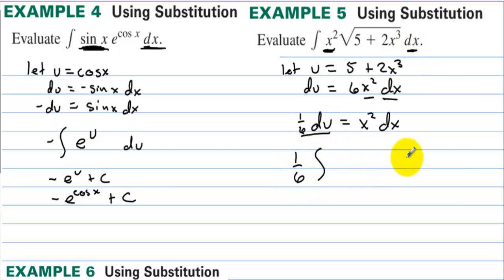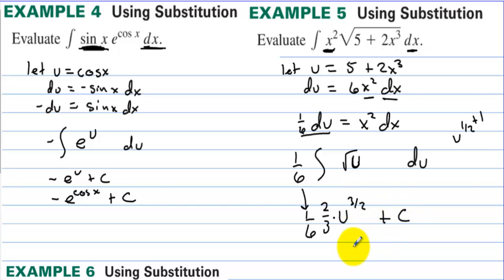So we have 1/6 integral. We put the du on the end, and now instead of the square root of all this, we have the square root of u. Well, that's u to the 1/2, so we're going to add 1, which is u to the 3/2, but then times 2/3. And that 1/6 is just going to follow the problem along. And then, of course, plus c. So finally, we get 1/9 times u to the 3/2, but we didn't start with u, so we can't end with u. We have 5 plus 2x to the third, raised to the 3/2 power, and then plus c.